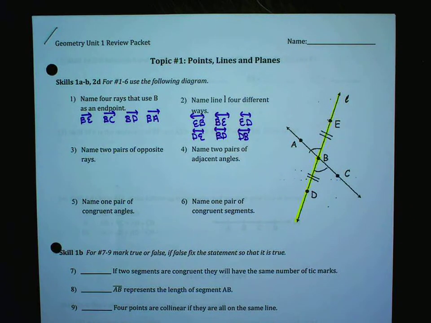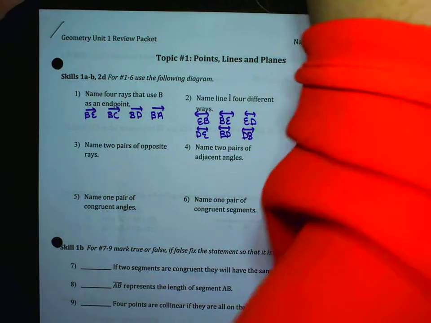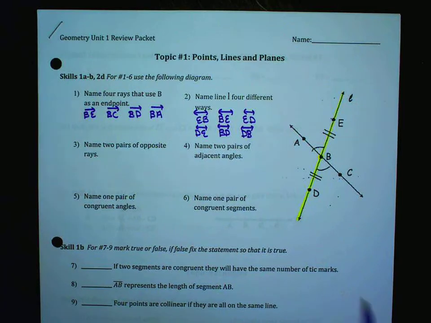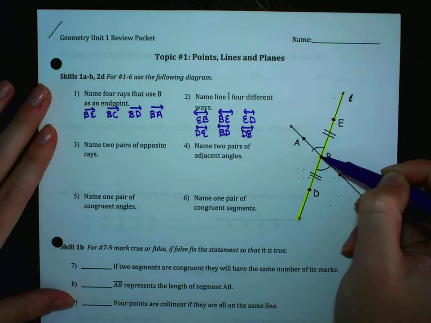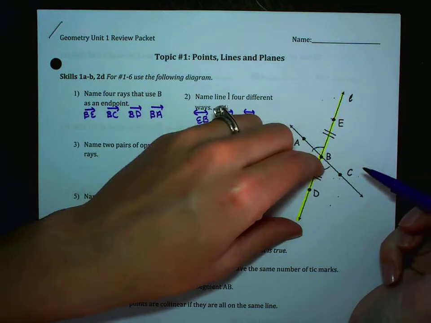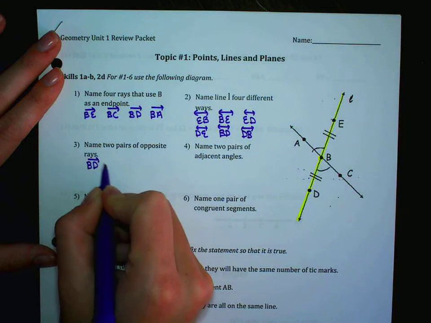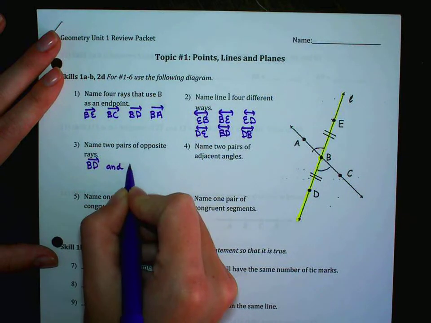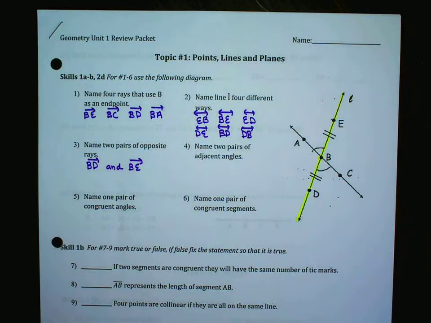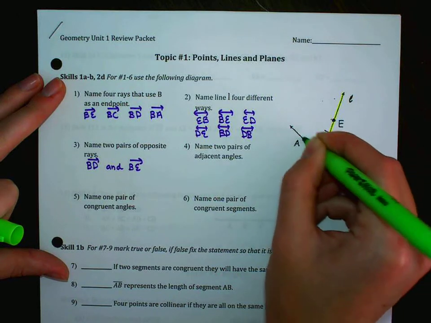Okay, 2 pairs of opposite rays. Remember, a pair of opposite rays is going to form a straight line together. So notice we could do B going towards E, and we can do B going towards D, and together these 2 rays are going to make up that full line. So we could do B towards D and B towards E. But we could also use this line here and do B towards C and then B towards A.